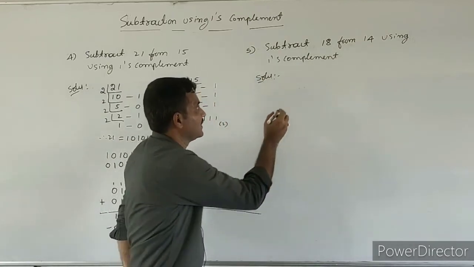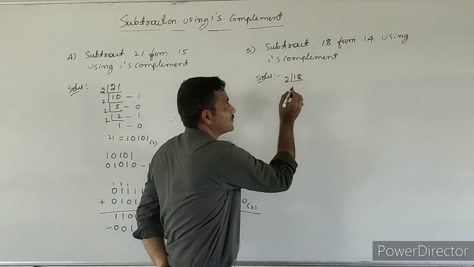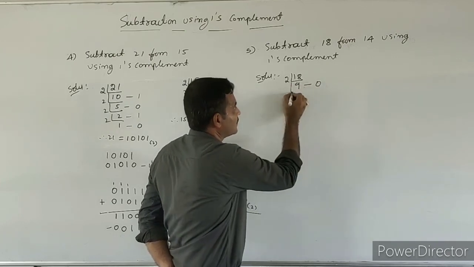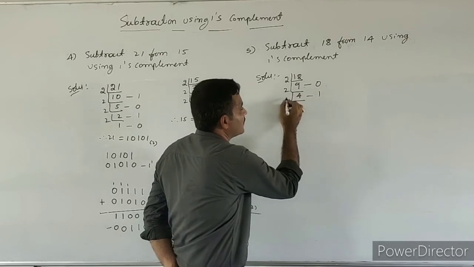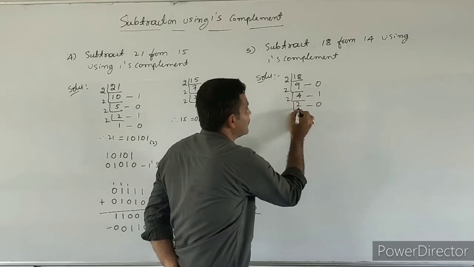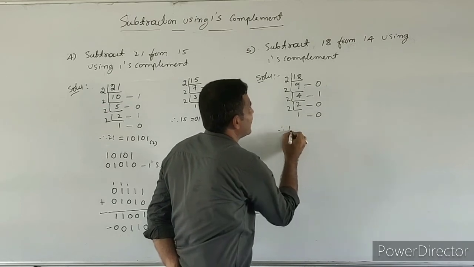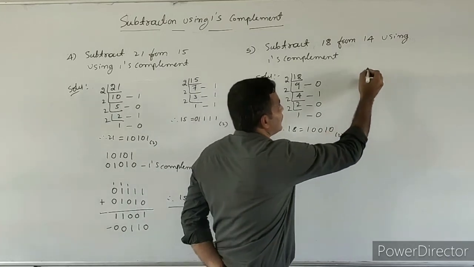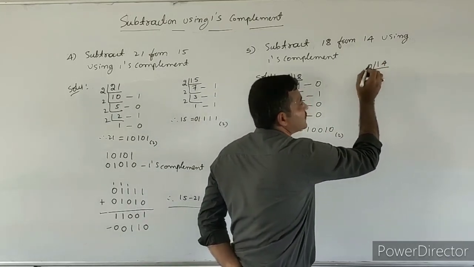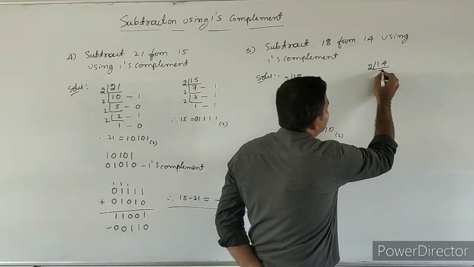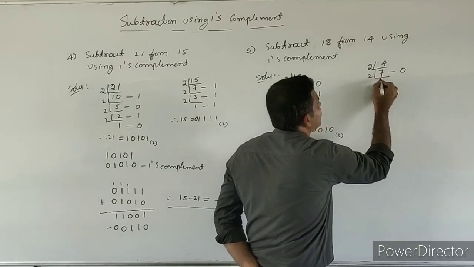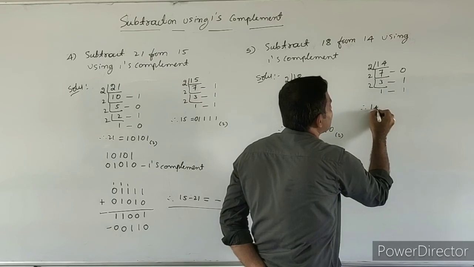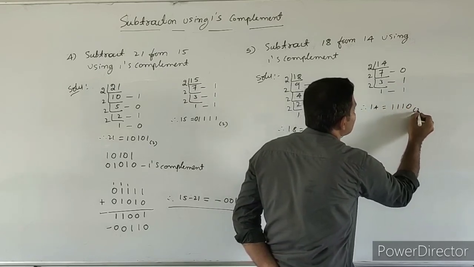First convert to binary. So 18, repeated division by 2. 2 9s are 18, remainder is 0. 2 4s are 8, remainder is 1. 2 2s are 4, remainder is 0. 2 1s are 2, remainder is 0. So 18 is equal to 1 0 0 1 0 in binary. Next 14, repeated division by 2. 2 7s are 14, remainder is 0. 2 3s are 6, remainder is 1. 2 1s are 2, remainder is 1. Therefore 14 is equal to 1 1 1 0 in binary.